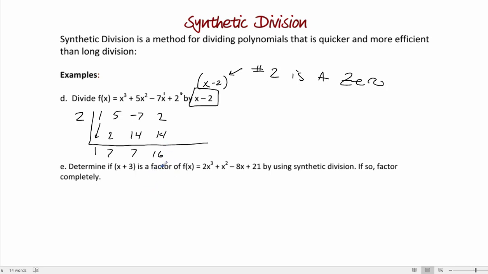So now, I want to divide this. What does that mean? That means that I want to find out what my answer is. Remember in long division you had answers like x to the third plus 7x squared, and so on. Well, I can get the same thing here without going through all the other process. Here's how I do it. These 1, 7, 7, 16 are just the coefficients of your answers.